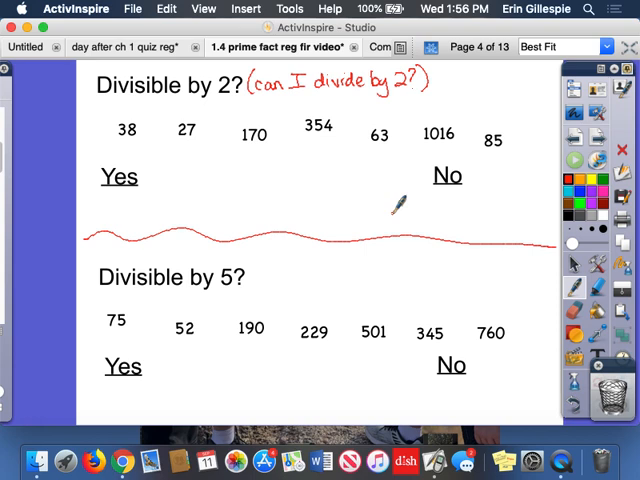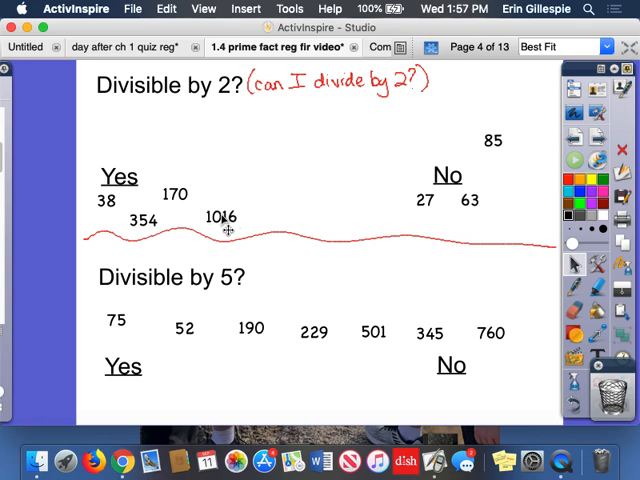All right, hopefully you sorted out those numbers. So I'm going to show you what goes under yes, what goes under no. 38 is divisible by 2. 27 is not. 170 is divisible by 2. 354 is divisible by 2. 63 is not. 1016 is divisible by 2. 85 is not. What I want you guys to think about now is how did you know?